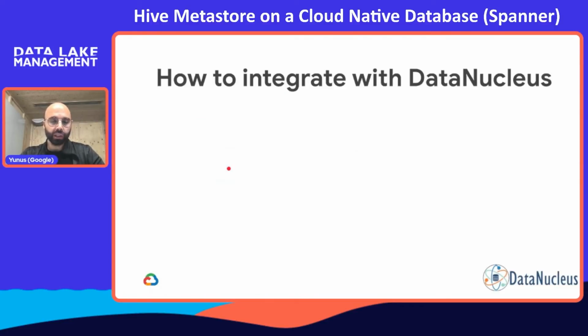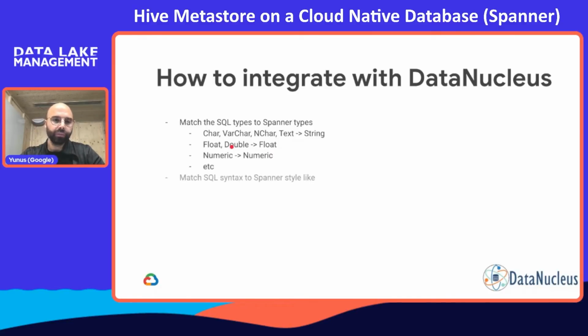So how do we integrate with Data Nucleus? We need to match SQL types to Spanner. It's kind of easy since Spanner doesn't have so many types. For instance, all character-related types go to string, float and double go to float, numeric to numeric. It was pretty easy. SQL syntax for Spanner was kind of easy as well. We need to deal with the format, for instance, how to add a limit keyword. Many databases work a little bit differently, and we just applied those. Not a big deal.